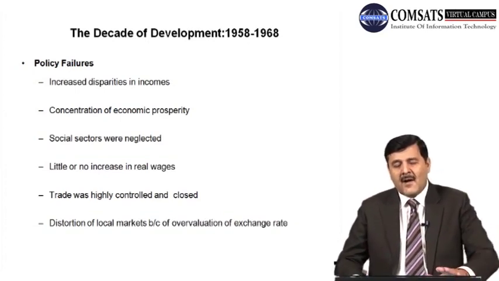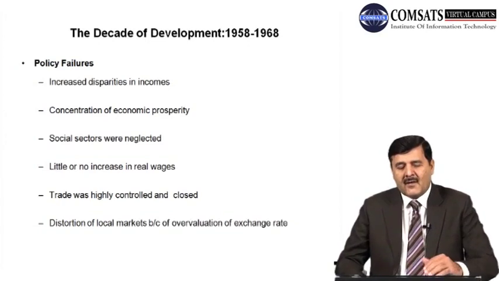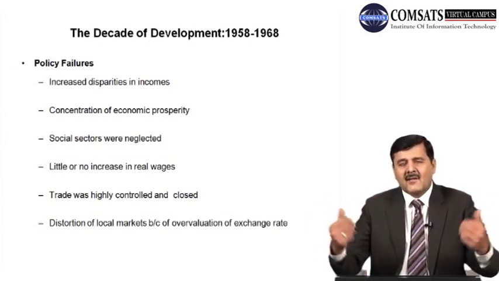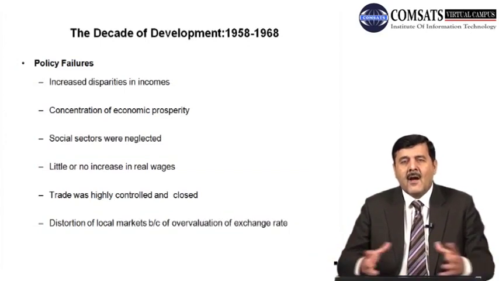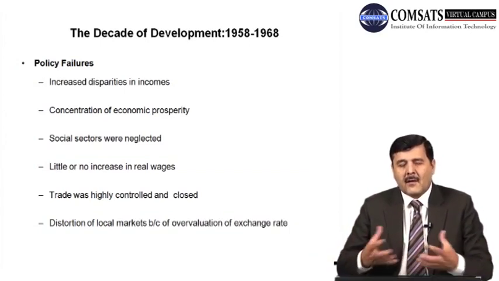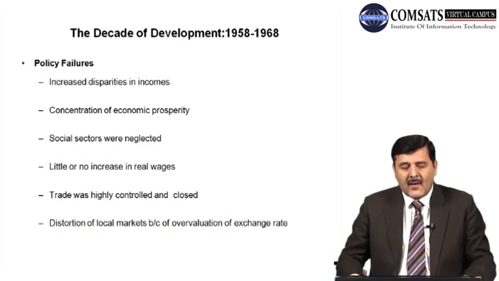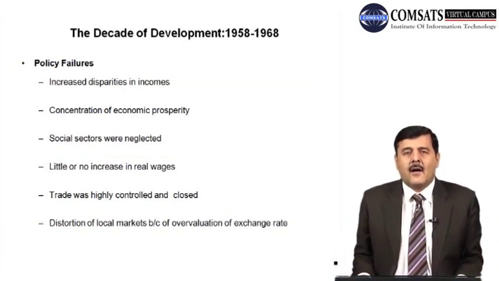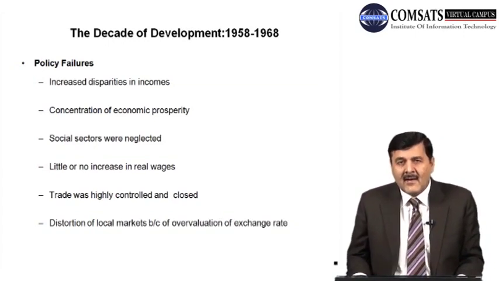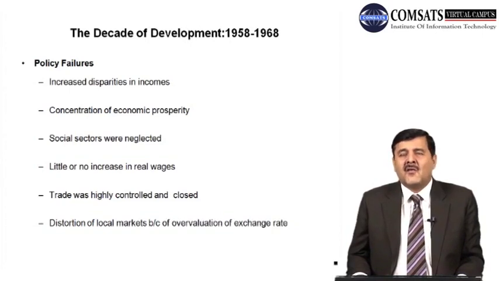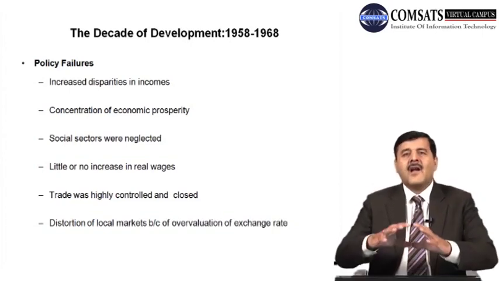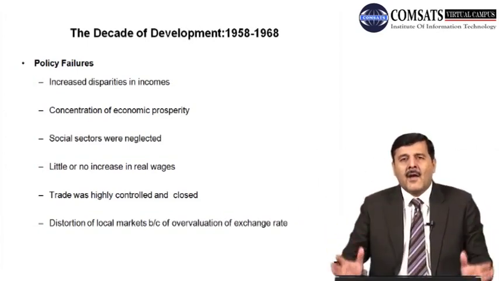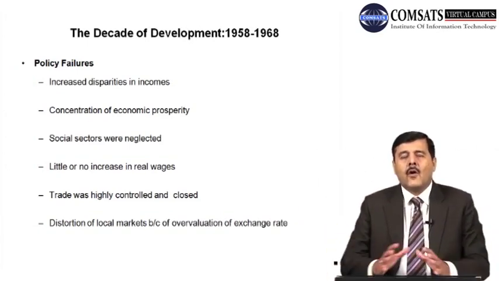So these are some of the failures of this particular time period, in which we can say that income disparity increased, the difference between poor and rich increased, and the economic activity and income prosperity came into the hands of a few people, and from the government's side the social sector was neglected. There was little investment, low spending on social sector programs for the society in the country. Real wages did not increase, no change in real wages in this time period, and it was a sort of closed economy in that particular time period.